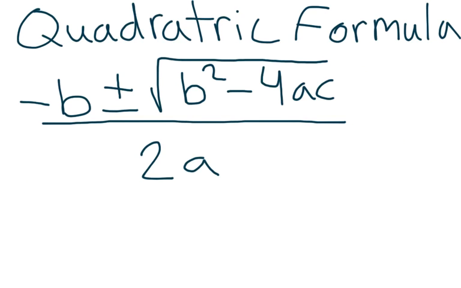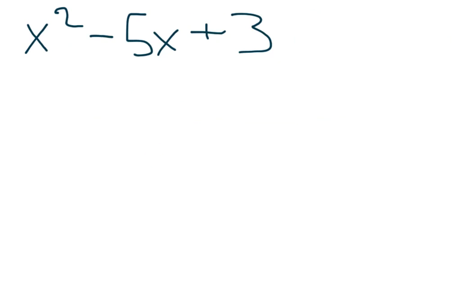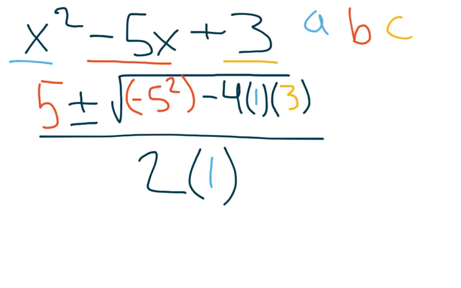And now we move on to the quadratic formula. The quadratic formula would be used in situations where you cannot originally factor the polynomial. For this problem, we are going to use the quadratic formula to solve x squared minus 5x plus 3. We set up the problem by plugging in a, b, and c. In this situation, a would be 1 because the leading coefficient is 1, b would be negative 5, and c would be 3.